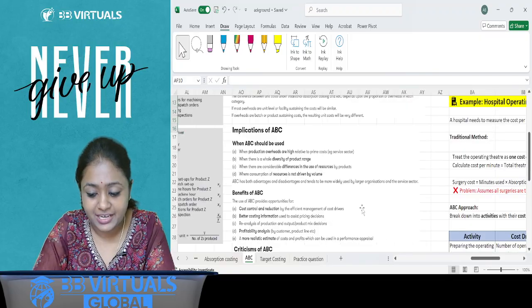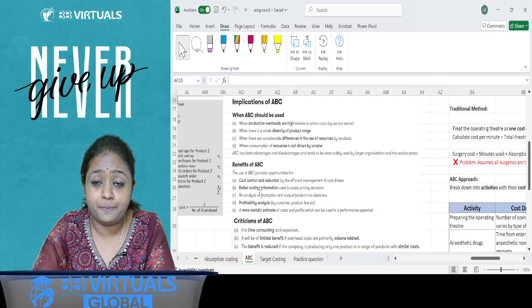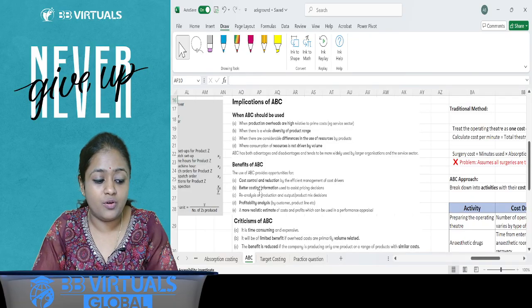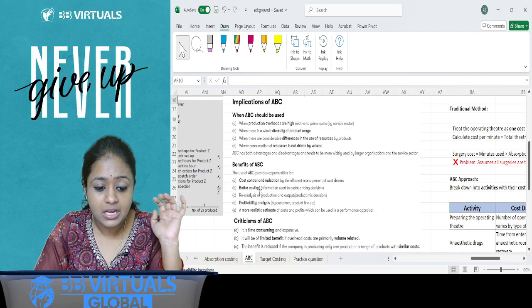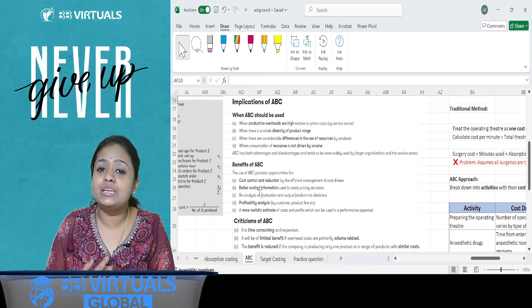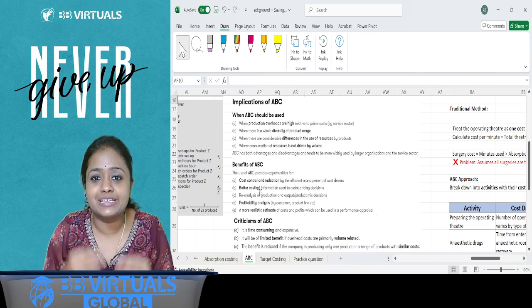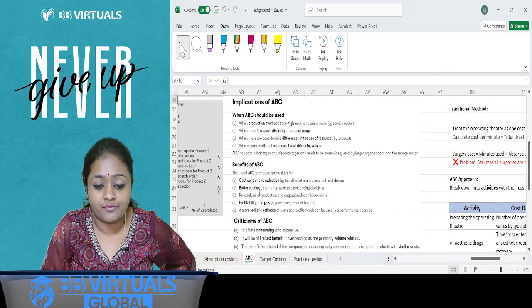Okay, now let's take up more portions of ABC, the remaining portions that were pending, and then we go to target costing. Okay, so now I think we are absolutely clear that ABC will be used when production overheads are quite high and activities are complex, because yes, it needs brainstorming to select the perfect cost driver, right?